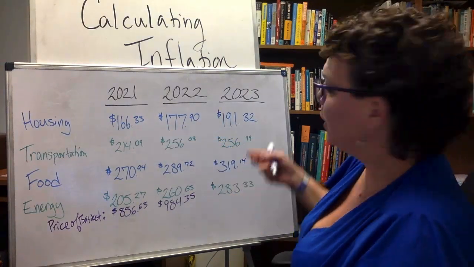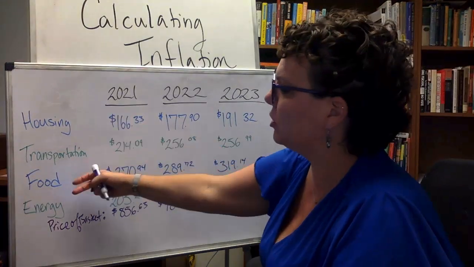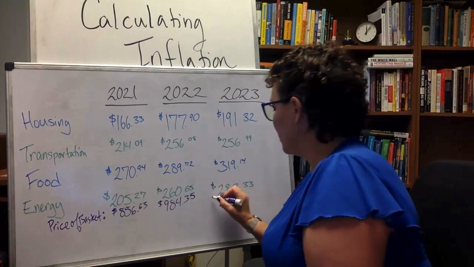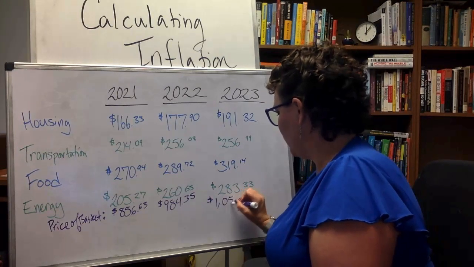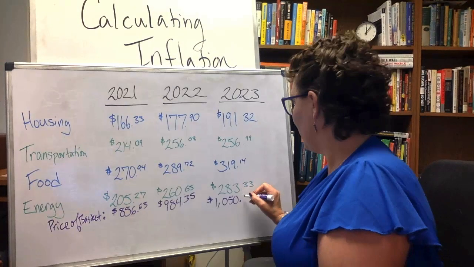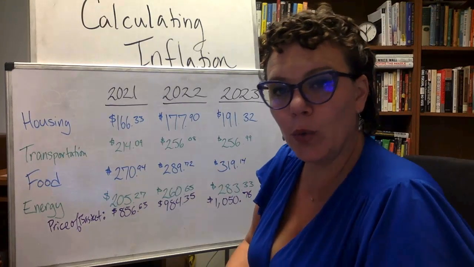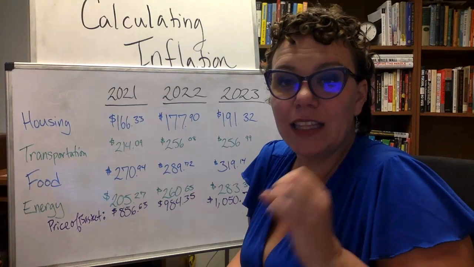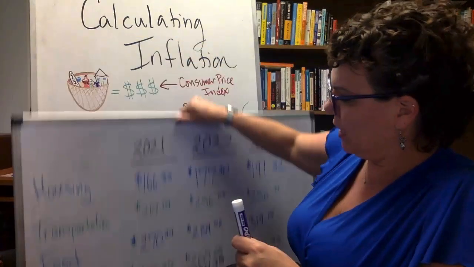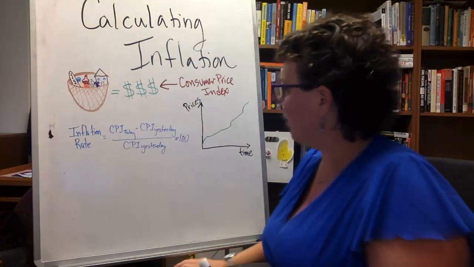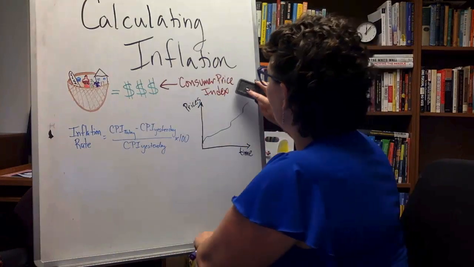So if you calculate the cost of this basket of housing, transportation, food, and energy, we get a total cost of $1,050.78. And then we can go through and calculate the CPI for all of these. And the way we calculate the CPI is just by comparing the price of the basket now to the price of the basket in the base year.